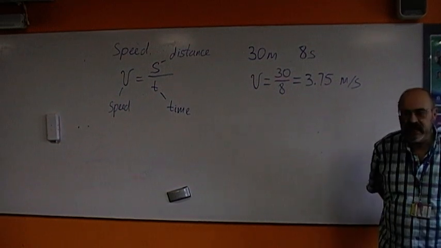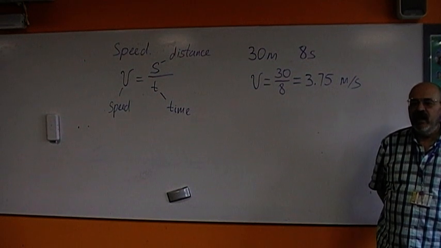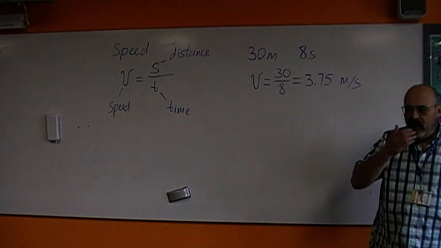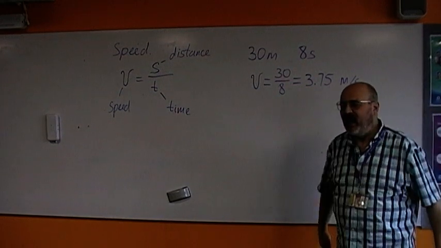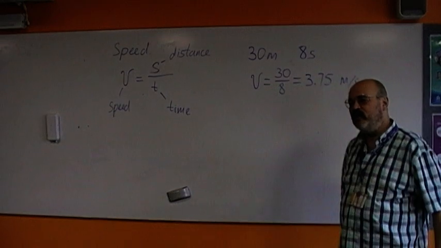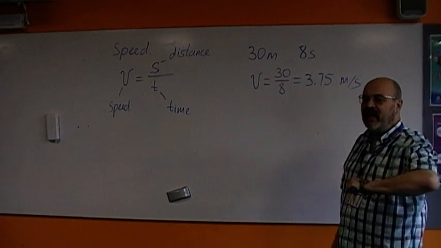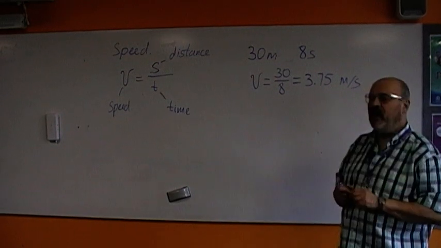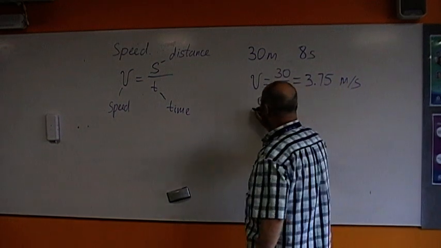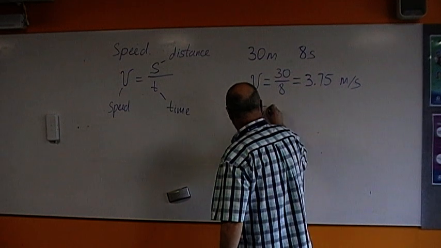Okay, now next example. Who is living close to school? Let's say, how do you know the distance from your home to school? Let's say Jason lives 1.5 kilometers away, that is 1,500 meters.